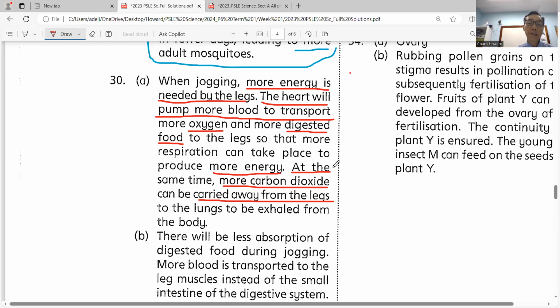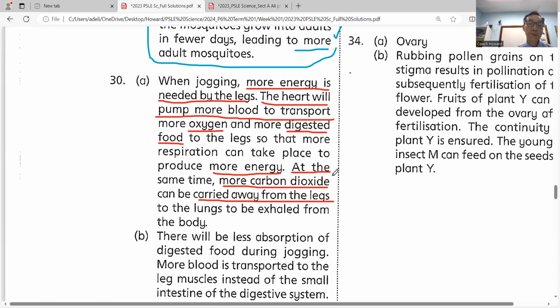However, you need to add this additional part because as the body exercises, more carbon dioxide is also produced. So you should say at the same time, more carbon dioxide can be carried away from the legs to the lungs to be exhaled from the body. So for this question, you need to talk about the blood carrying more oxygen and more digested food to supply to the legs to produce more energy. At the same time, the blood also carries more carbon dioxide away from the legs.